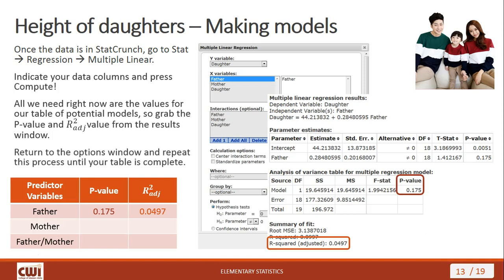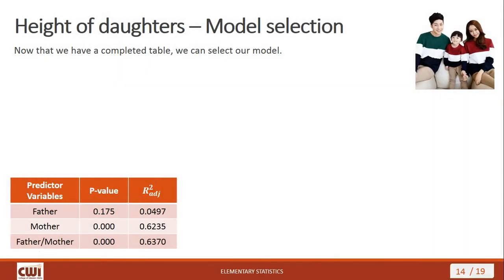Now what we're going to do is repeat that process for each of the other two models in our table. So we just keep going until we're done with all the models. So now we have a complete table, and now we can go back to that comparison method that we saw earlier for comparing which of these models is the best.